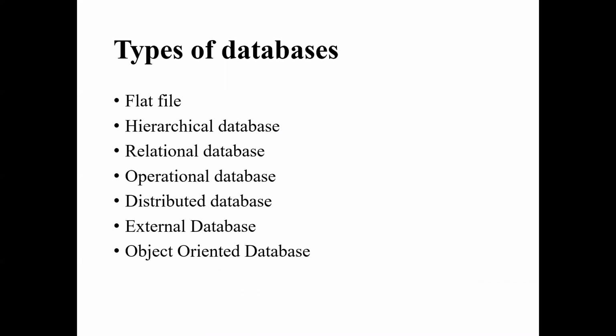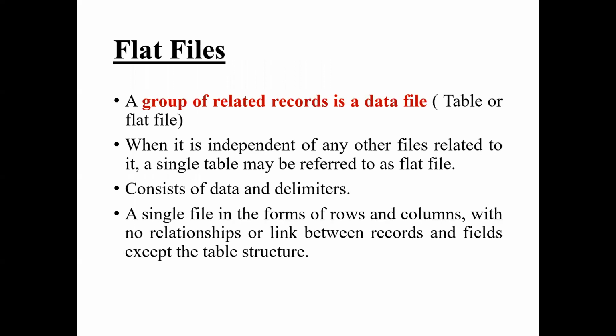Now, the types of database have been categorized into the following categories: flat file, hierarchical database, relational database, operational database, distributed database, external database, and object-oriented database. We will be discussing them one by one. So the first one is the flat file.